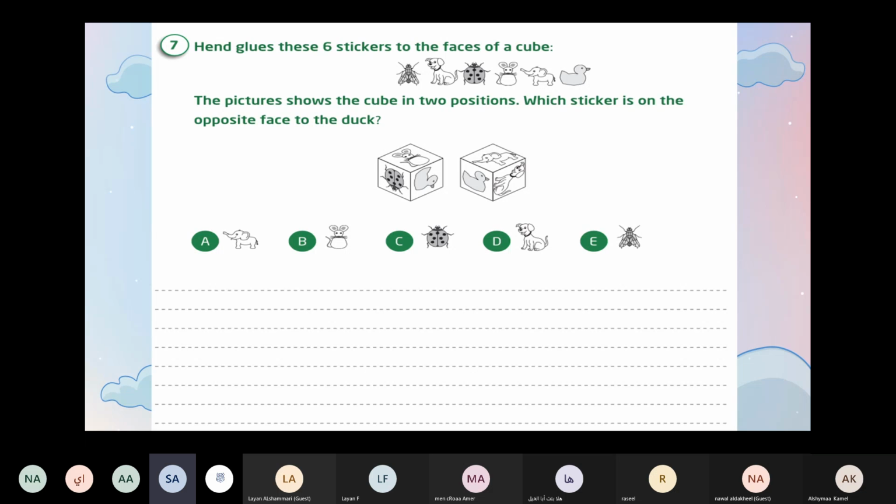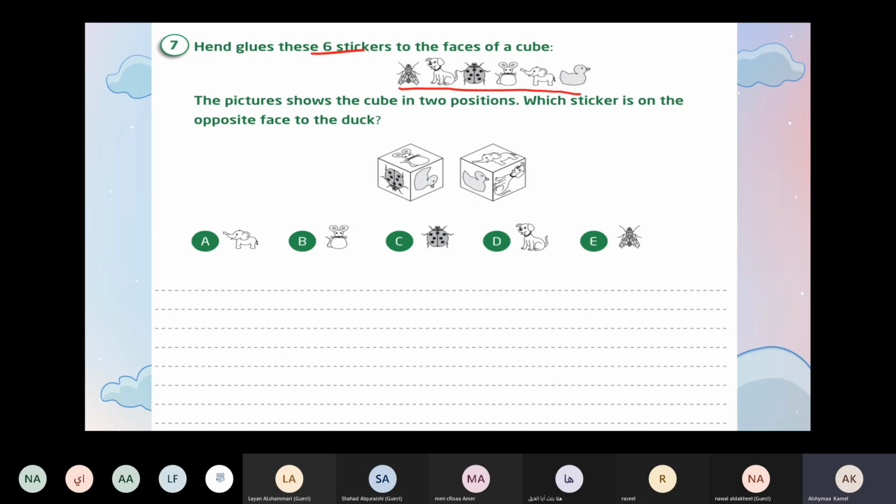Hind glues these 6 stickers to the faces of a cube. The picture shows the cube in two positions. Which sticker is on the opposite face to the duck? Okay, what do you understand from the question? She has 6 stickers and she pastes the 6 stickers on the sides of the cube.